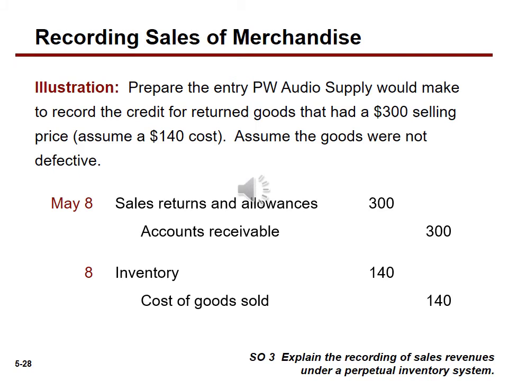Okay, so here we're going to record sales returns and allowances, which is the revenue contra account we talked about in the previous slide.